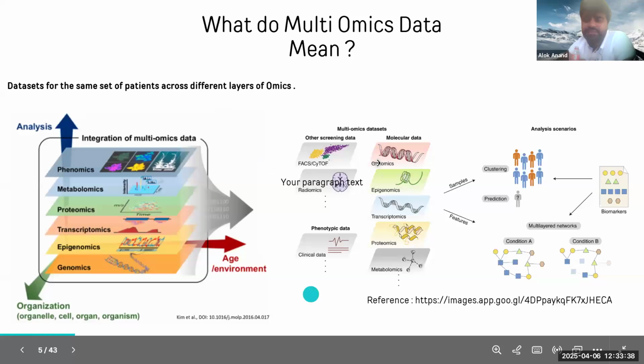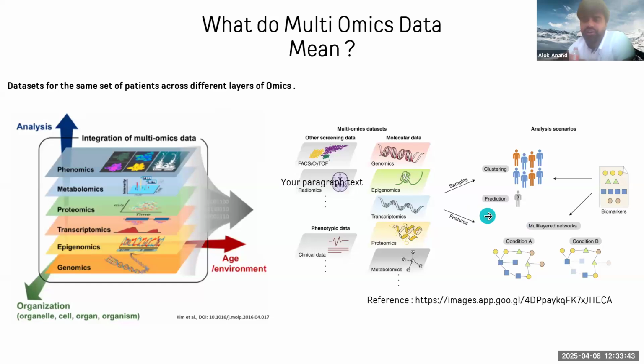Then we try to integrate these different data sets together, and we can perform either clustering or prediction. We get the different features from there. For example, we have the genome, epigenome, transcriptome, proteome, metabolites. We are interested in finding a smaller set of molecules with the help of which we can discriminate a particular patient from another patient, or one condition from another condition. Those are termed as features and biomarkers.